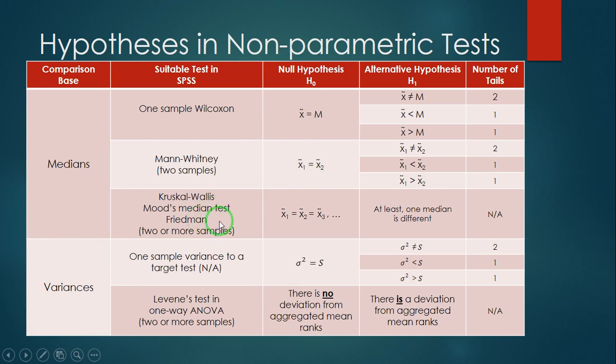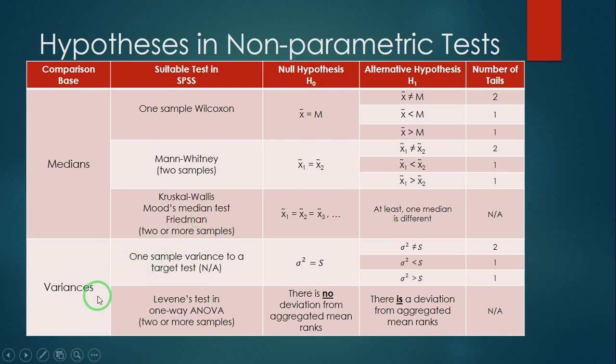And for two or more samples, you have some options, including Kruskal-Wallis, Mood's median test, and Friedman. And for the null hypothesis there, you assume the medians of those samples to be equal. And if at least one median is different, then you can reject the null hypothesis and keep the alternative hypothesis.